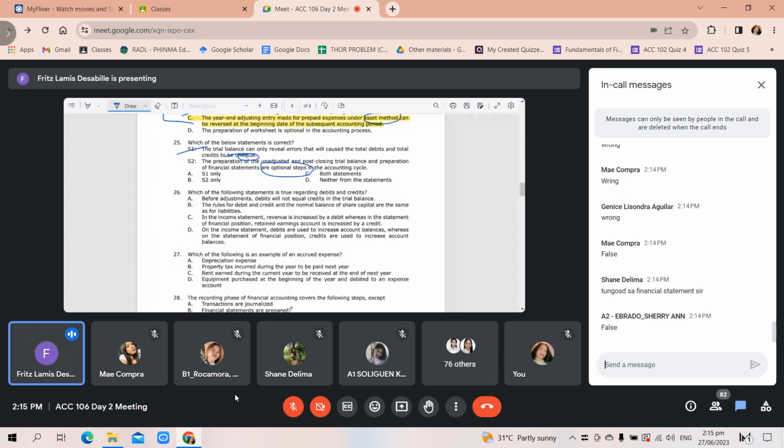26. Which of the following statement is true regarding debits and credits? True is what we are looking for. So let's go over everything. Before adjustment, debits will not equal credits. Wrong. Again, in all phases or in all steps of the accounting cycle, the debits and the credits are equal. Letter B, the rules for debit and credit and the normal balance of the share capital are the same for liabilities. Correct or wrong?